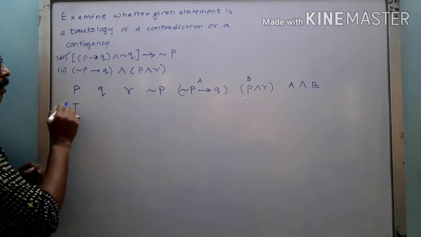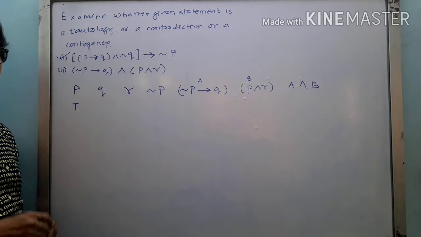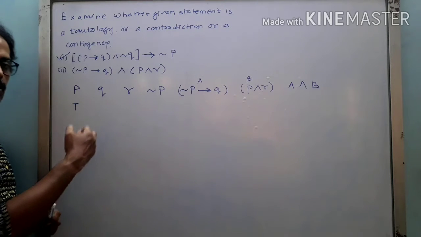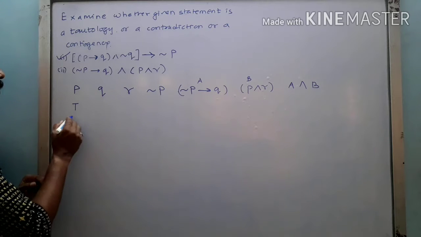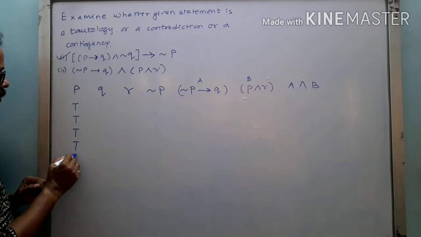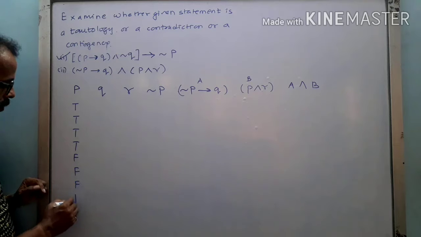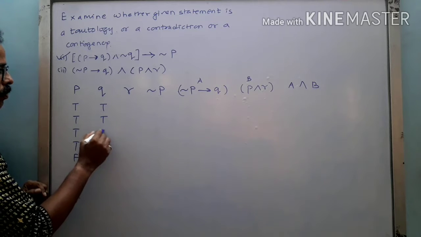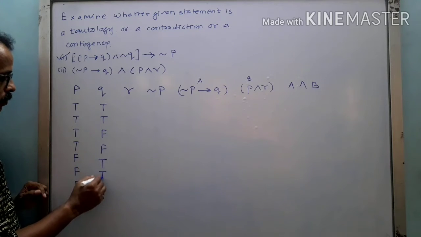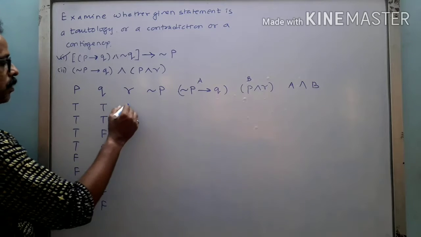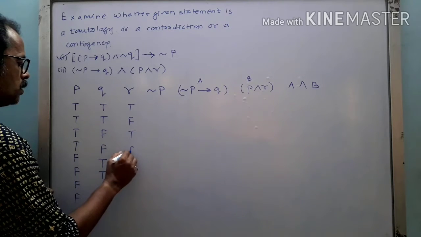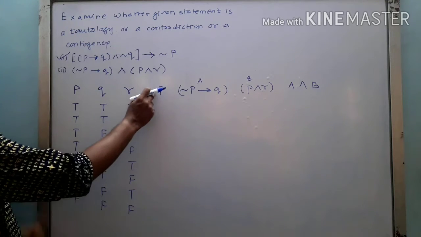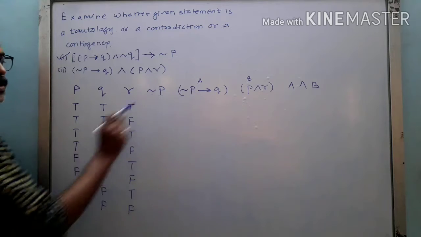Now how do we write this for three logical statements? What I said: first 4 true, then 4 false, then 2 true, 2 false, 2 true, 2 false, then true false, true false, true false, true false. Now we want to write negation P because we need it for this.